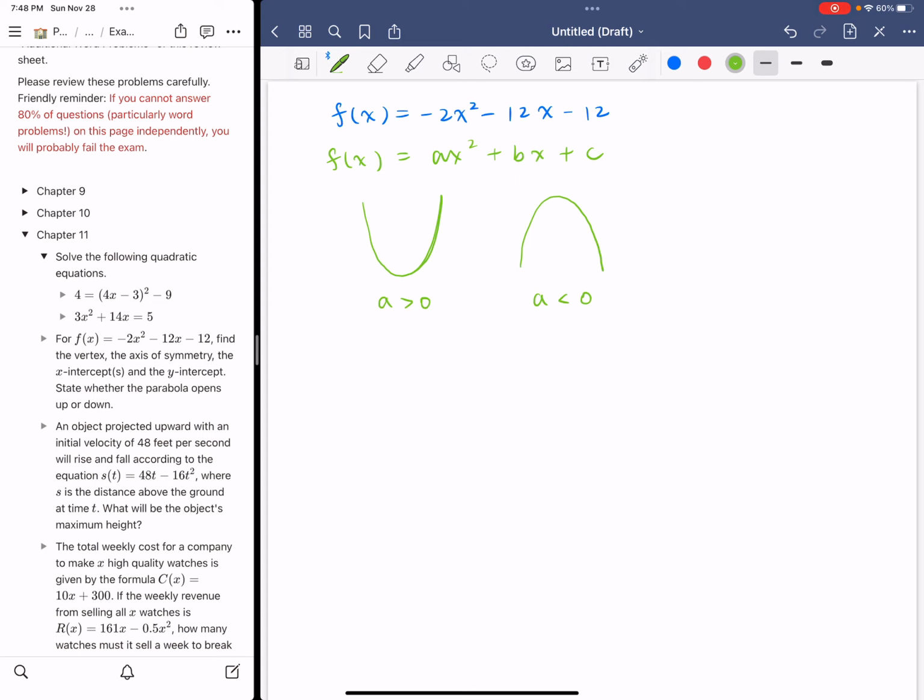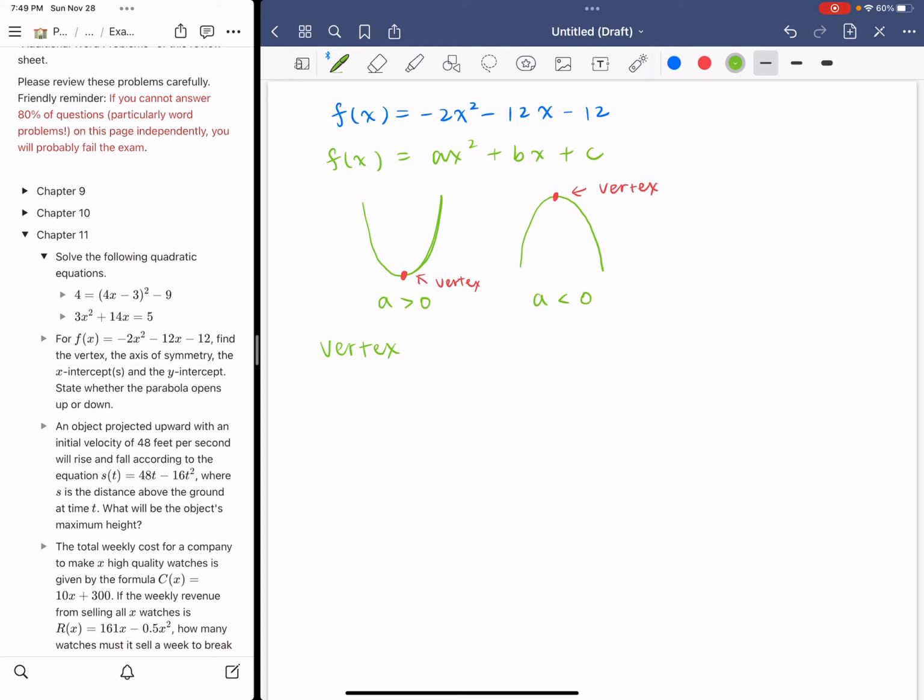Next, let's review vertex. For a quadratic function, we have a formula for the vertex. The vertex is the point that's on the parabola, and it's either the minimum point or the maximum point, depending on which graph it is. So if your parabola opens up, then you will have a minimum point right here. This is the vertex. If your parabola opens down, then your vertex will be on the top, and this is the maximum point.